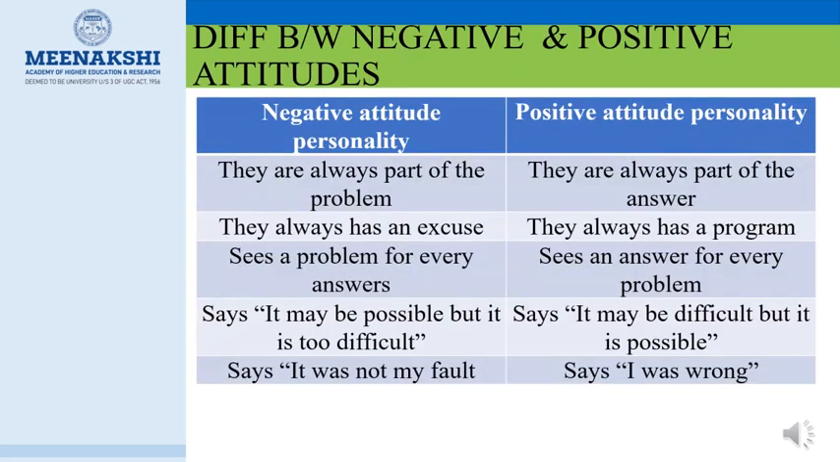Let's see the difference between a negative attitude personality and a positive attitude personality. In negative attitude, they are always a part of the problem. In case of positive attitude, they are always a part of the answer. Similarly, in negative attitude, they always have an excuse. In positive attitude, they always have a program. In negative attitude, they see a problem for every answer, and in positive attitude, they see an answer for every problem.